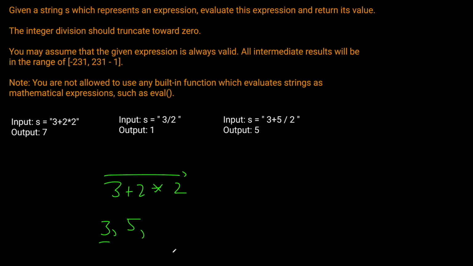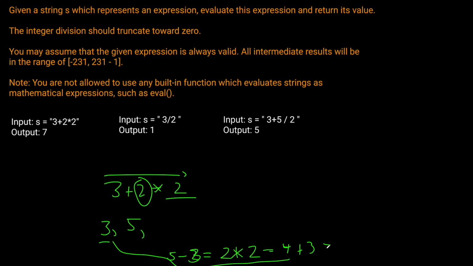So what we need to do is take our current result, which is the 5, and remove whatever the previous number was. The previous number was 3, sorry. So that means that we're left with 2. Now we can multiply that number by our current, which is this 2. We get 4, and then we add back this number here, and that's how we'll get 7.